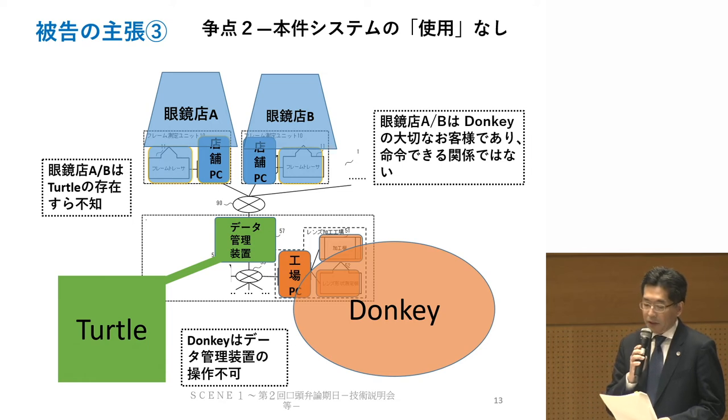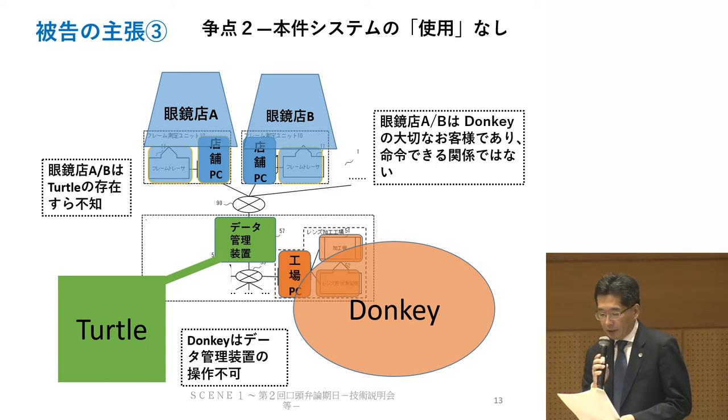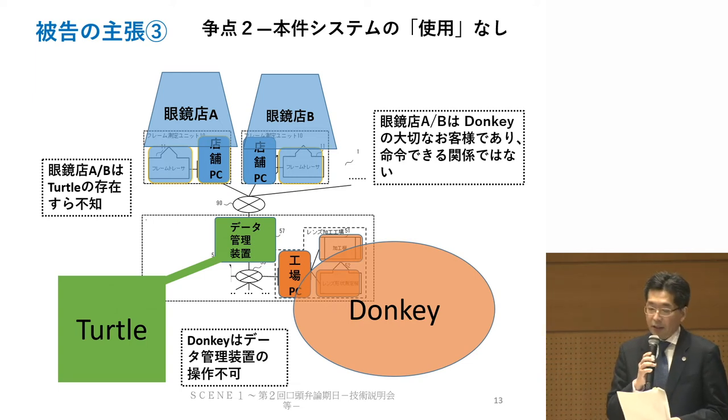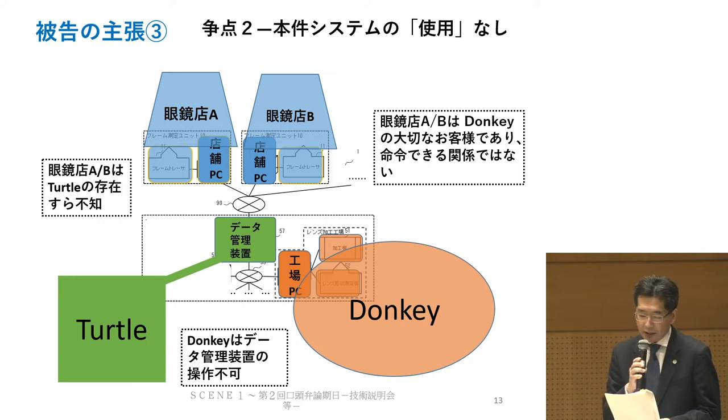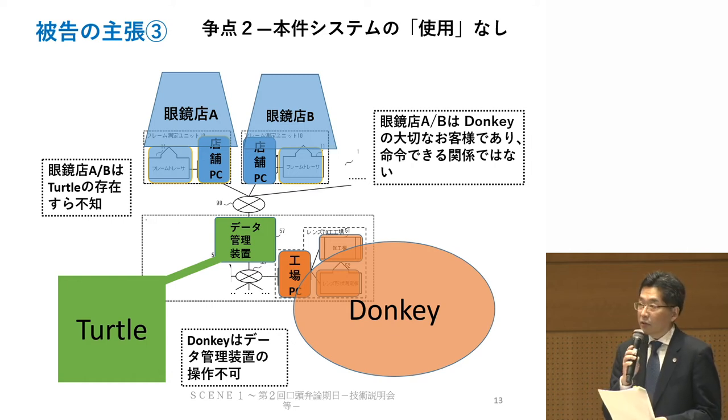In this regard, the plaintiffs argue as if Donkey is using the system jointly with Turtle and each optician's shop, or that Donkey is using the system using Turtle and each optician's shop as its pawns or tools. However, both of these claims miss the point. First, in order to say that it is a joint act, it is essential that all parties share the subjective intention to act jointly. However, each optician's shop does not even know Turtle exists. The only reason the optician's shop sent the order information is because of their own retail eyeglass business.